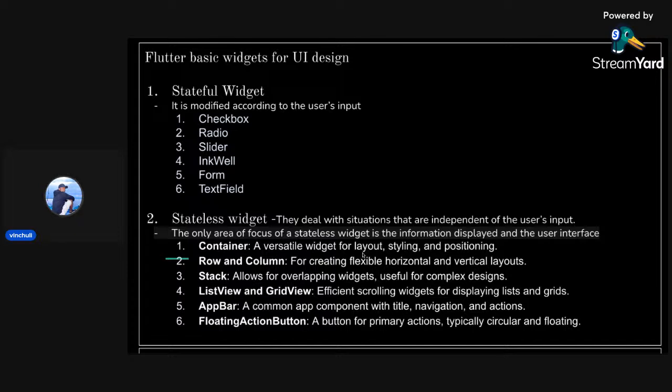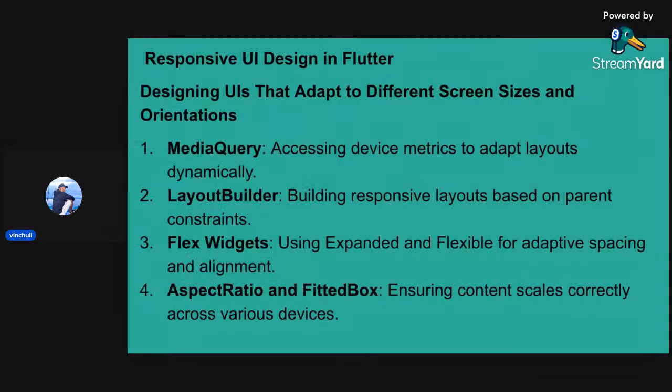An app bar basically is just an app bar, the frame that you always see at the top there, that has the navigation and the title and some actions. Then floating action button is a button for primary actions, typically circular or floating. So these are the basic Flutter widgets that are commonly used during UI design.